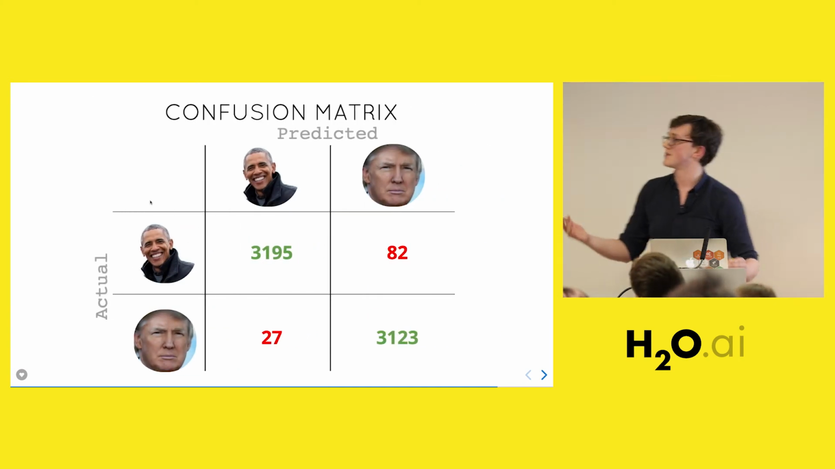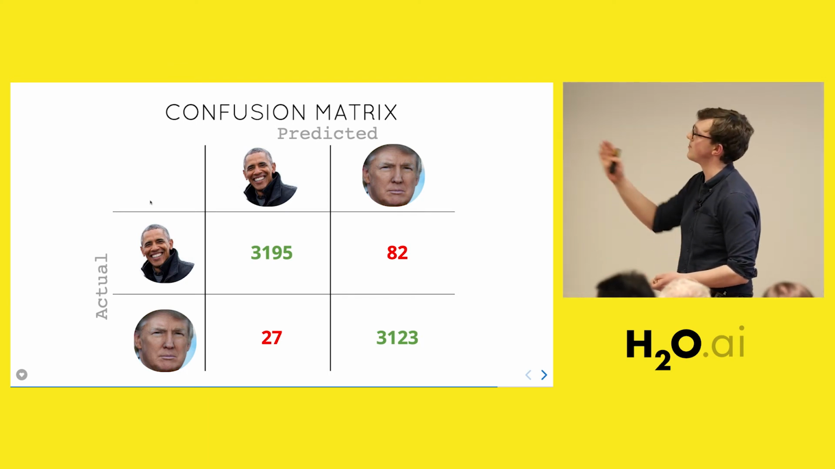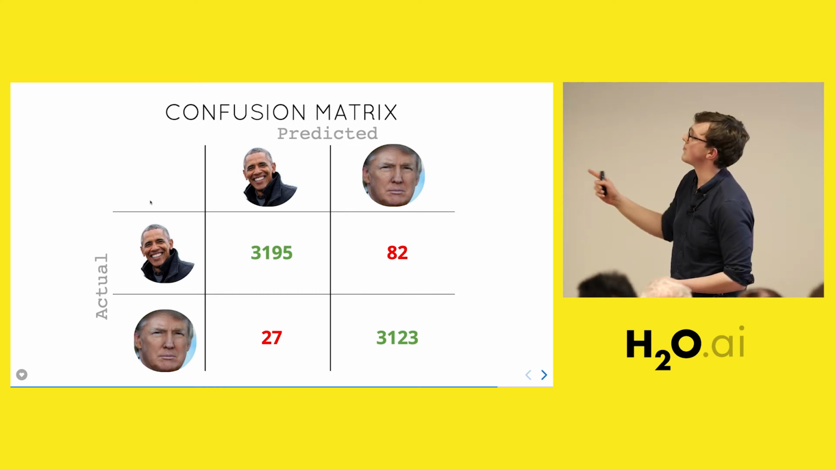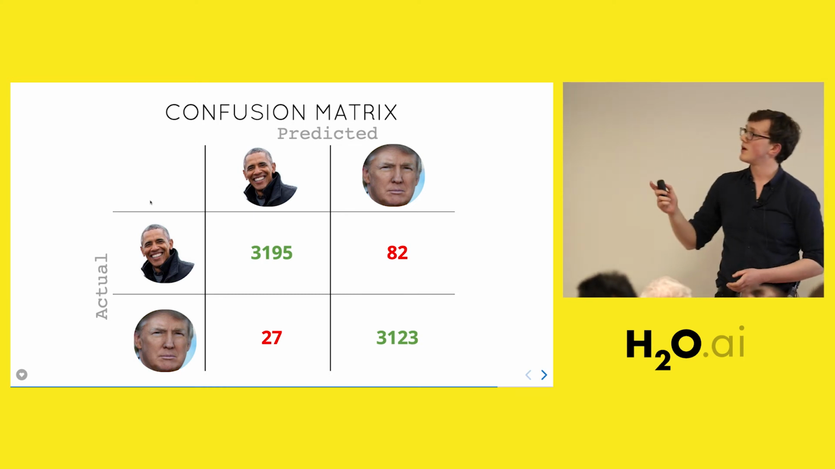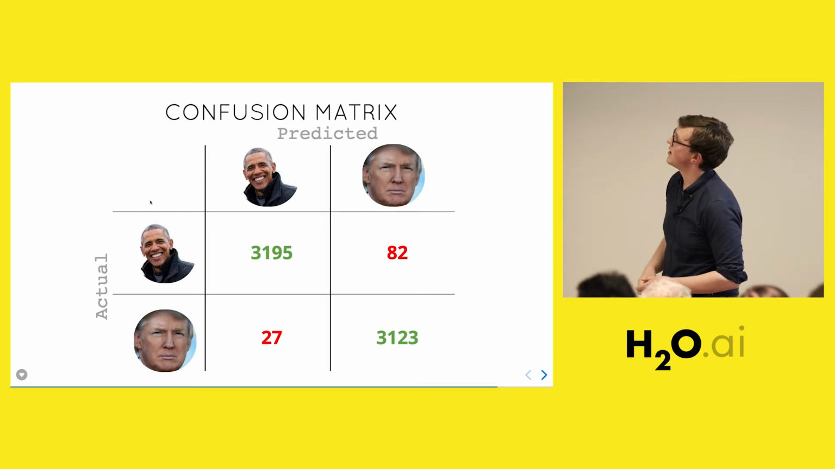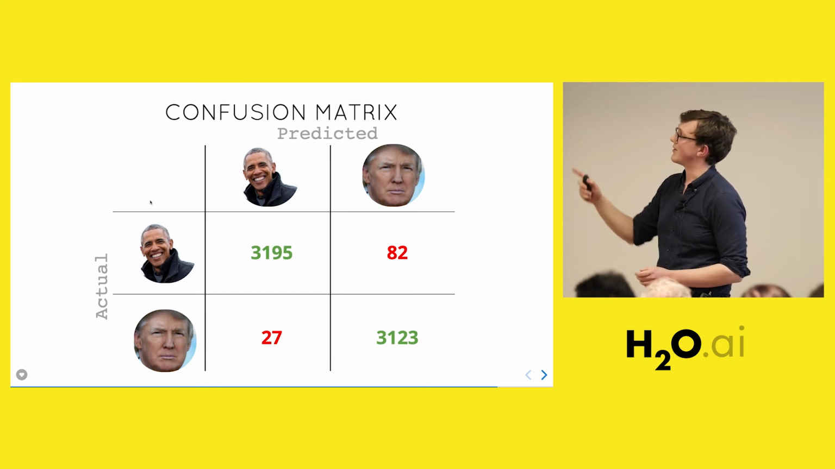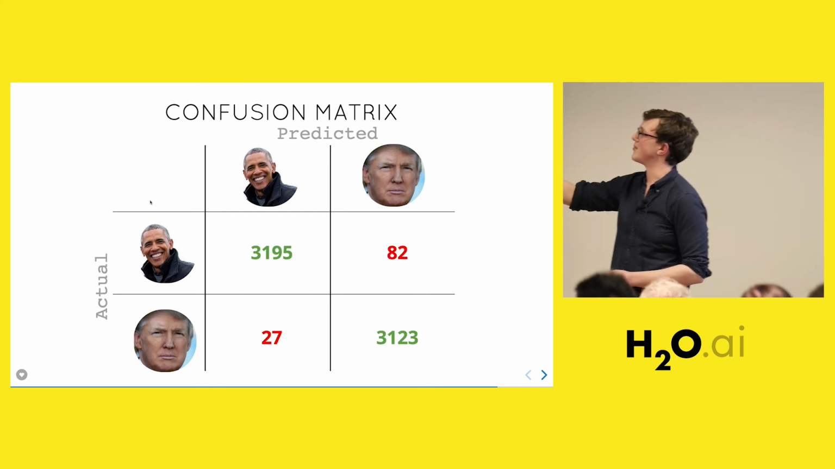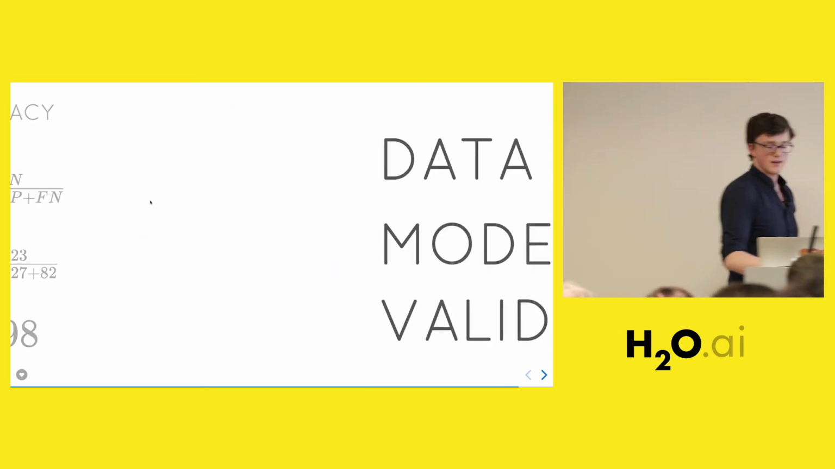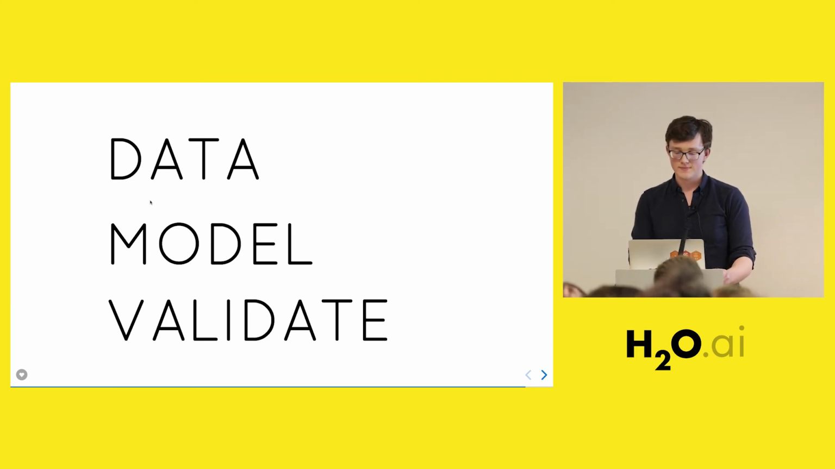And the result of this command is a confusion matrix here. So 3,195 tweets were Obama when they should have been Obama, and 3,123 were Trump when they should have been Trump. With 82 errors of Obama being classified as Trump, and 27 of Trump being classified as Obama. Putting that as accuracy, that's 98% accuracy.